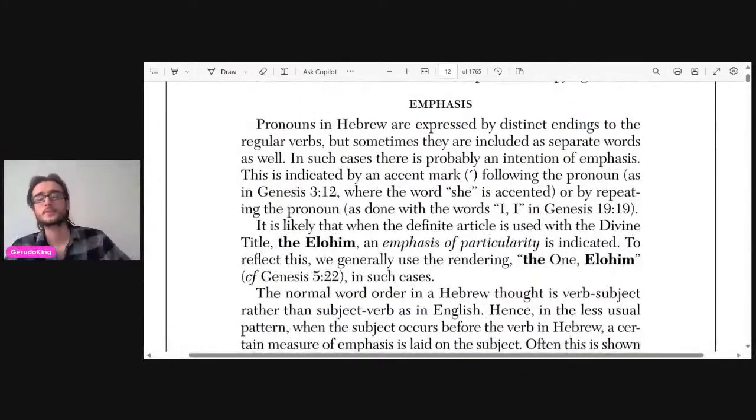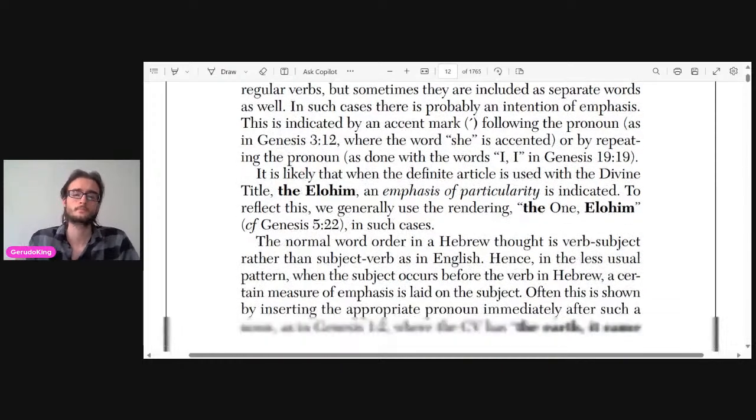Emphasis. Pronouns in Hebrew are expressed by distinct endings to the regular verbs, but sometimes they are included as separate words as well. In such cases, there is probably an intention of emphasis. This is indicated by an accent mark following the pronoun, as in Genesis 3:12, where the word she is accented, or by repeating the pronoun, as done with the words I and I in Genesis 19:19. It is likely that when the definite article is used with the divine title, the Elohim, an emphasis of particularity is indicated. To reflect this, we generally use the rendering the one Elohim, per Genesis 5:22, in such cases.